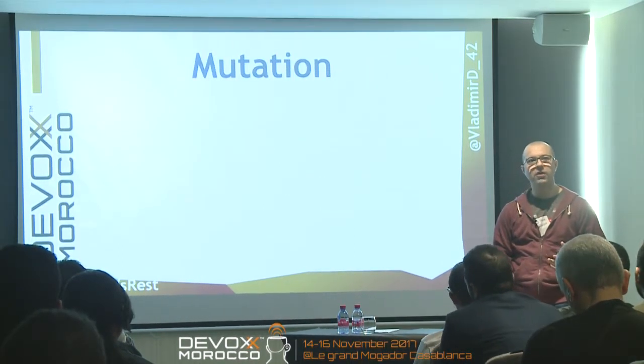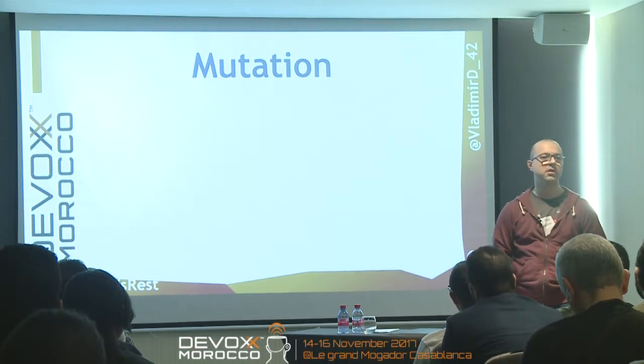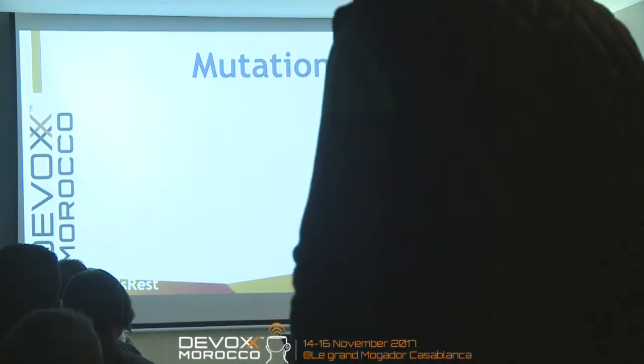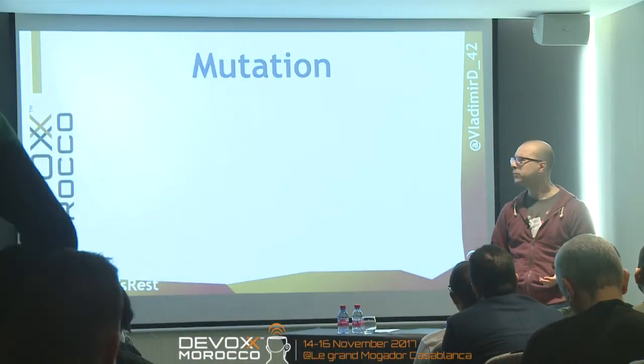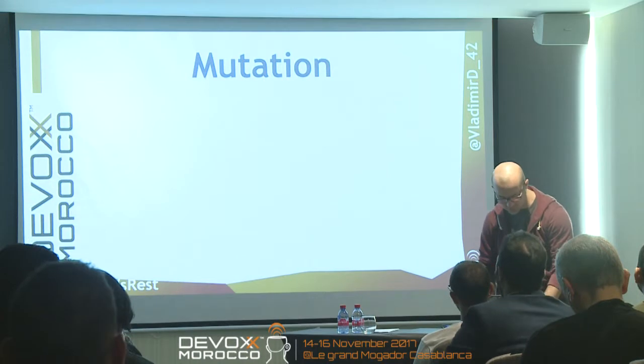Okay, but so far we were only talking about reading the data, but if we can only read data, that's not really that fun, right? At one point we want to change the data. So what do we do then? Well, mutations come into play for that. So let's look at the code.